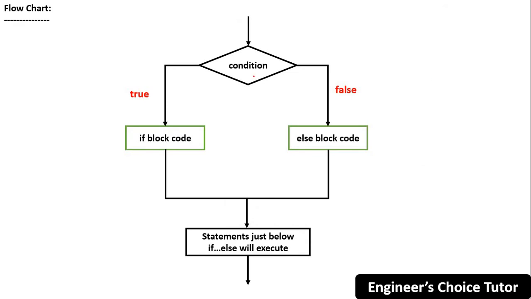This is the flow chart. See, condition. If the condition is true, then the if block code will execute. If the condition is false, then the else block code will execute. And here the if and else will end, and after that, the statements just below the if else will execute. This is the simple flow chart.